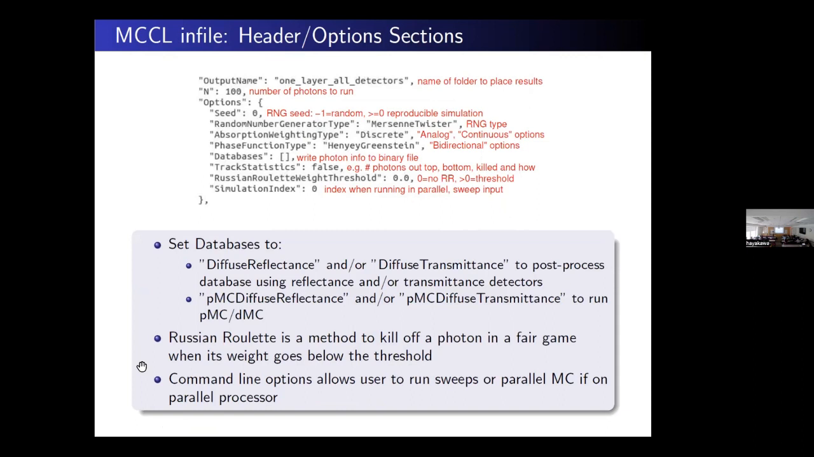And you give it an output name where you want the results to go to, how many photons you want to run, how you want to seed your random number. I usually do reproducible because I'm debugging.